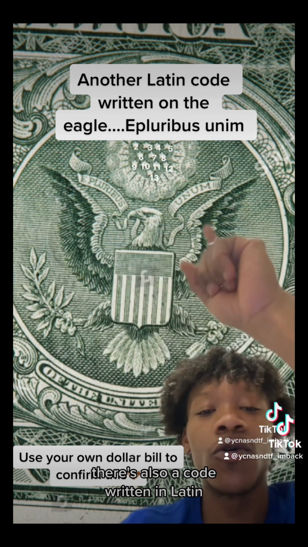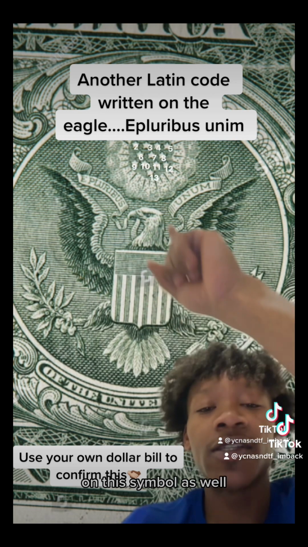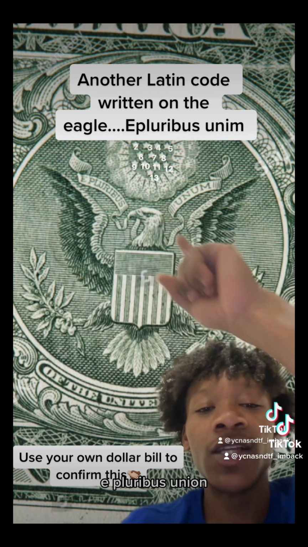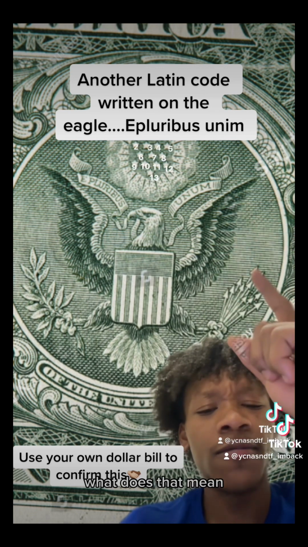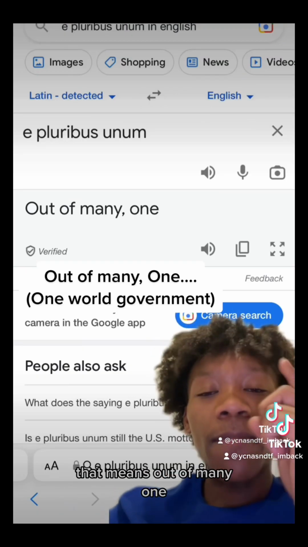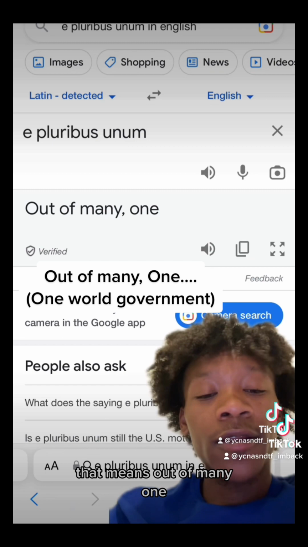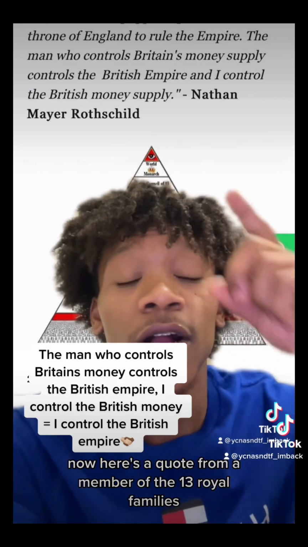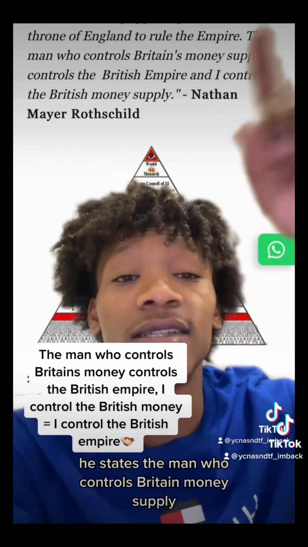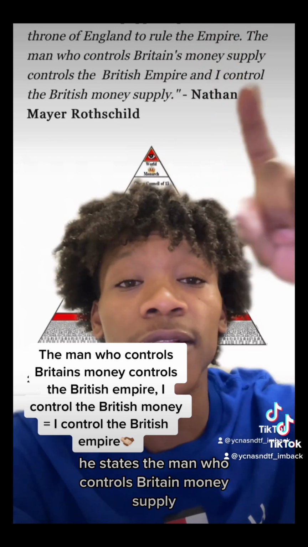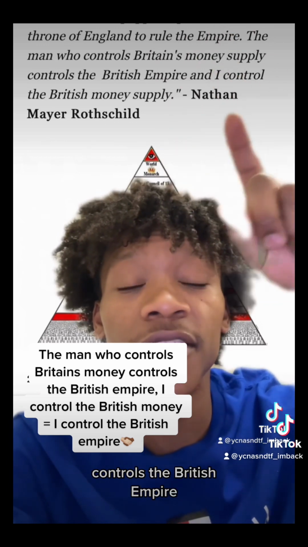There's also a code written in Latin on this symbol as well. E pluribus unum. What does that mean? When you translate that to English, that means out of many, one. Now here's a quote from a member of the 13 royal families. He states, "The man who controls Britain's money supply controls the British Empire."